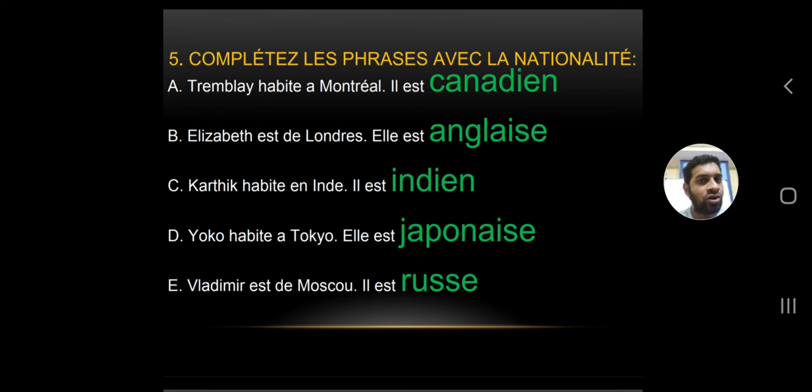Elisabeth est de Londres. Elizabeth is from London. Elle est anglaise. So London is in England. Okay, so the capital of England is London. So she's English. Okay, so British or English, we say anglaise. Third one, Karthik habite en Inde, il est indien. Okay, so they gave directly the country's name. So you can just directly write indien.